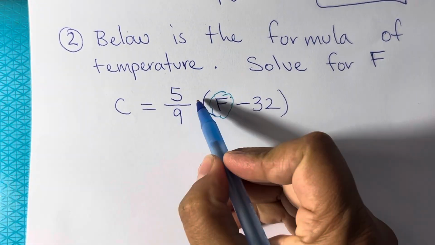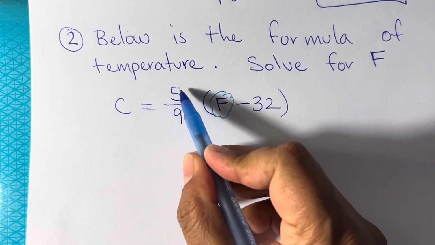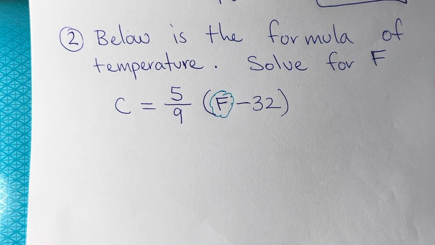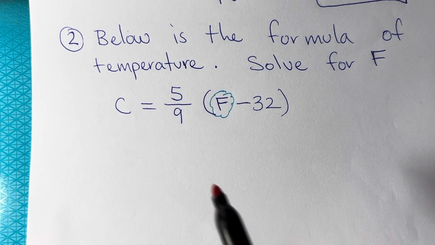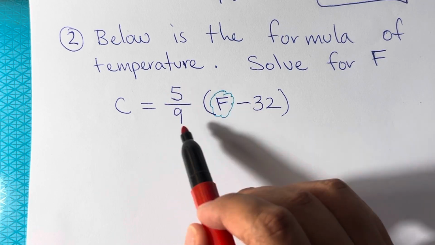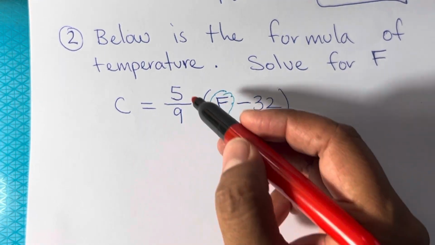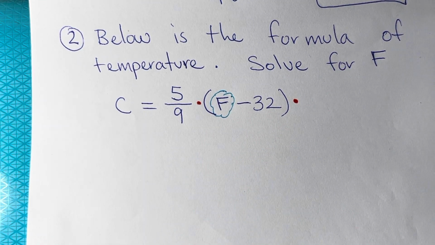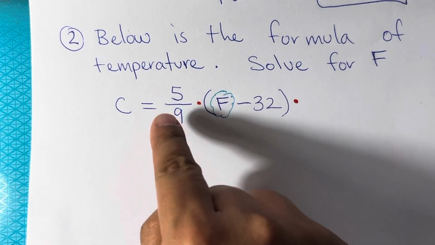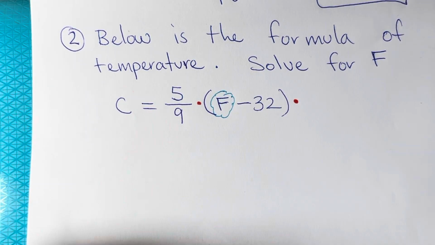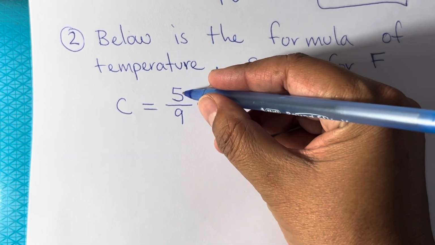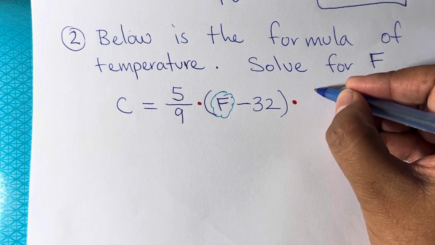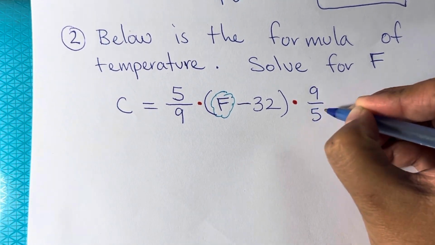Isolate F. You're multiplying this whole parenthesis times 5/9. But there's a trick that I want to show you. So when you have a fraction, instead of dividing, if you're multiplying by this fraction, the way to cancel it is to multiply by its reciprocal. So instead of 5/9, it will be 9/5. And I'll show you why. So again, when we're multiplying by a fraction, to cancel it, we are going to multiply by 9/5. Okay?